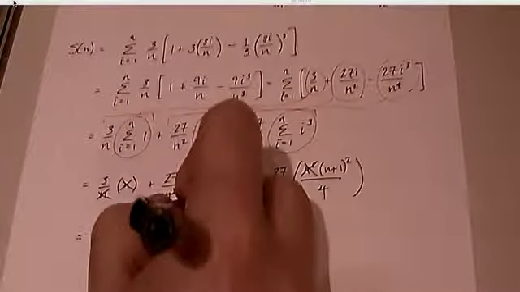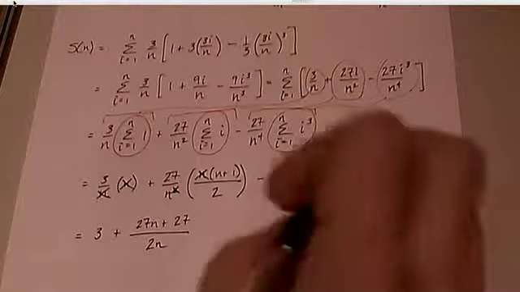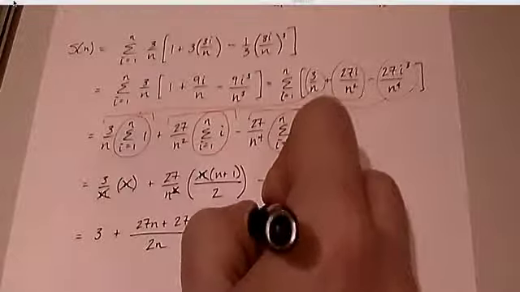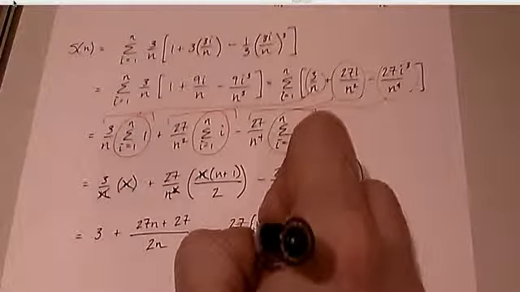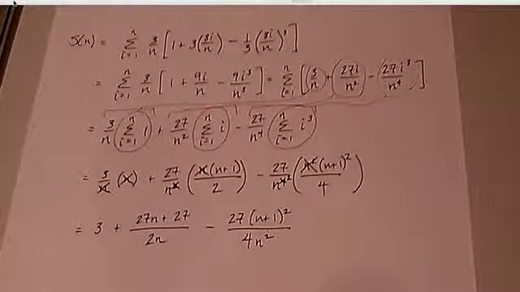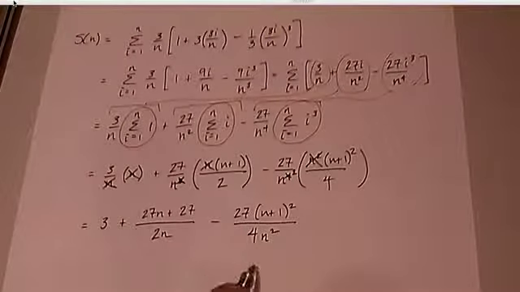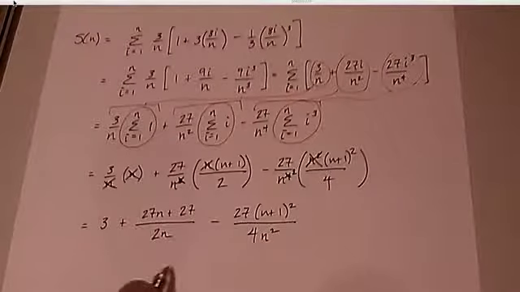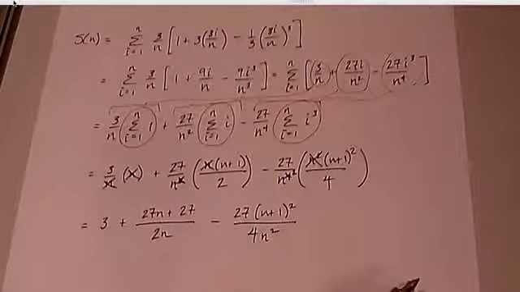27n plus 27 over 2n minus 27 times n plus 1 squared over 4n squared. Well, that's good enough, because now if I wanted to actually plug in for 4 subintervals, for 8 subintervals, for 16 subintervals, that would be just dandy, and I would actually get out the appropriate answer. But I'm not worried about that.